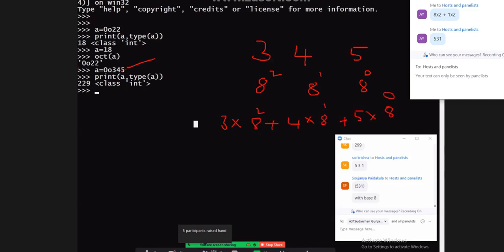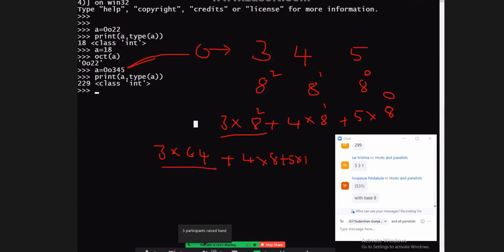Because I did not see that this is an octal representation, I took it in a different way: 3 into 8 square, which is 3 into 64, plus 4 into 8, plus 5 into 1. 3 into 64 you can find out, plus 4 into 8 you can find out, plus this 5, you can add it. So you will get it. This value is equal to 229.